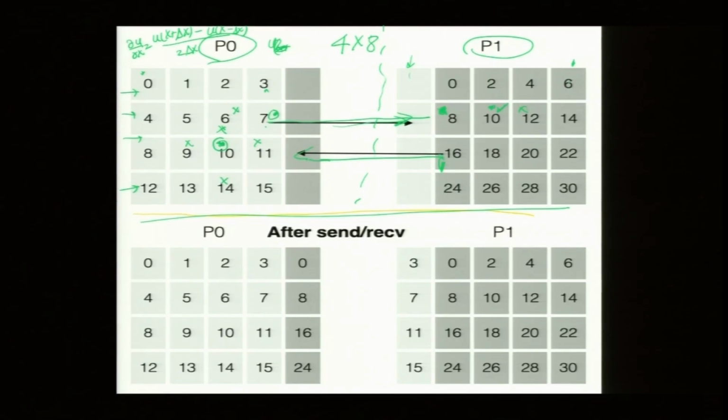The color convention here is that processor P1 is all gray and processor P0 is light gray, basically brownish light gray. Okay. So, I need to transfer this data, well you got it: one column from P1 to P0 and one column from P0 to P1.